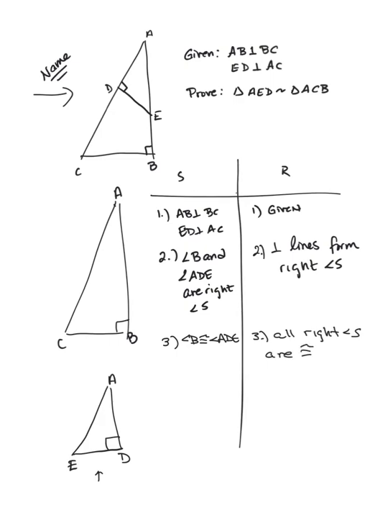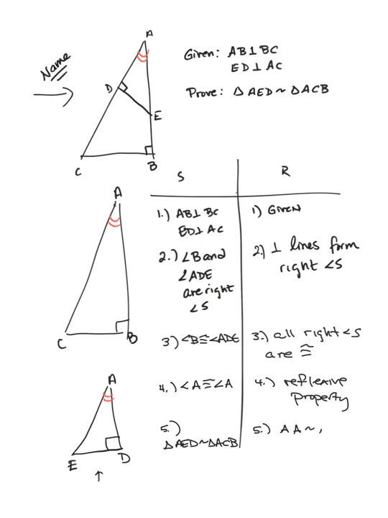Well, where are we going to get something else? There's no numbers involved or anything, right? So again, we have reflexive, kids. So angle A is congruent to itself. So for number 4, we have angle A is congruent to angle A, reflexive property, okay? And then we can say that the 2 triangles are similar, sorry guys. Triangle AED is similar to triangle ACB, and the method of proof would be angle, angle, similar to angle, angle.